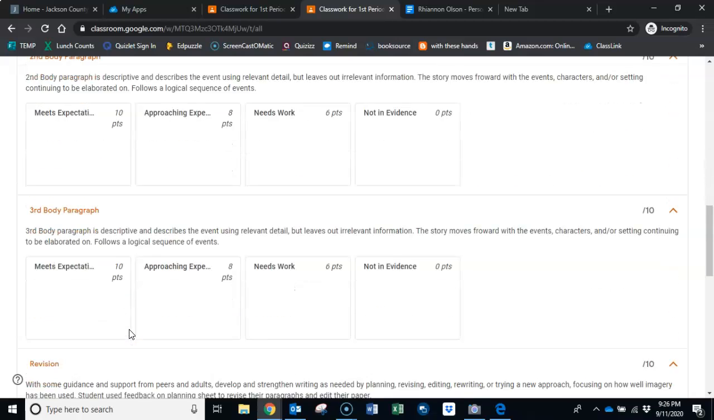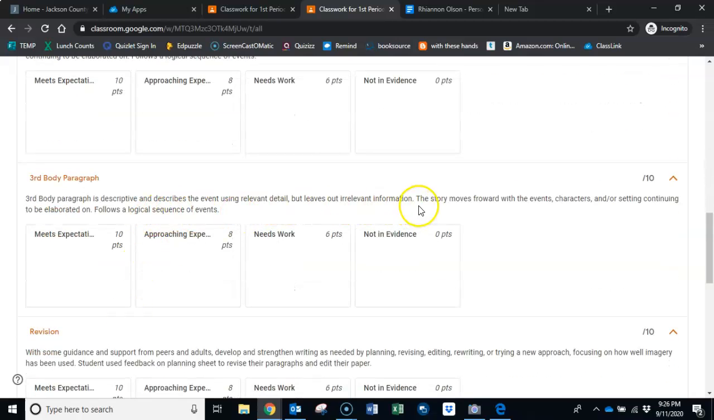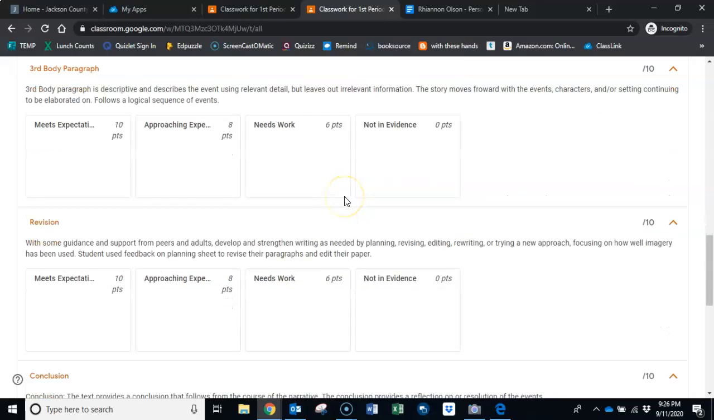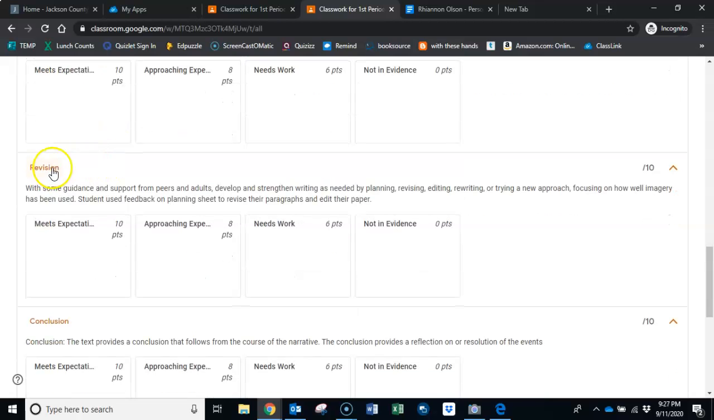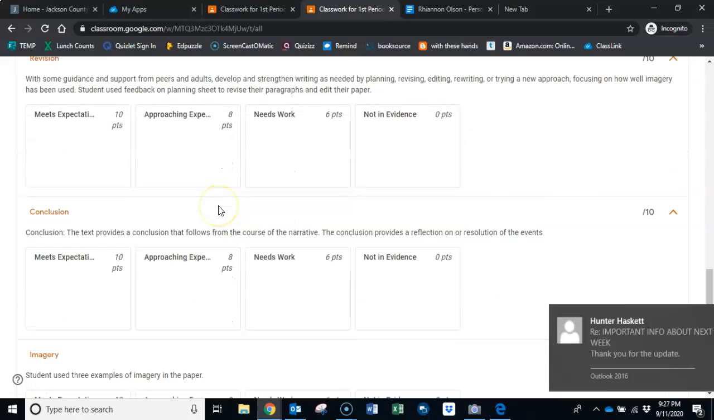Your second, third, maybe fourth and fifth paragraphs should move forward with the events, characters, and or setting. All those things should continue to be elaborated on. We should still have details. We have talked about making revisions in the last couple of days, so you should have gone through and made your changes, fixed your spelling and grammatical errors by looking at those squiggly lines yesterday. You should have gone through and taken sentences a couple days ago and made them more interesting by adding imagery. That's what we're going to be looking for.